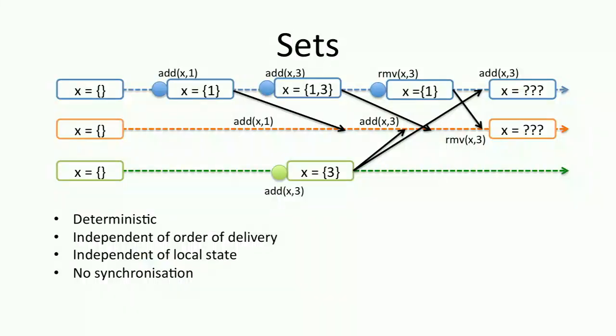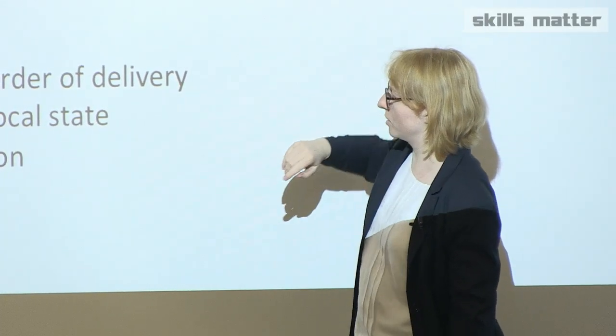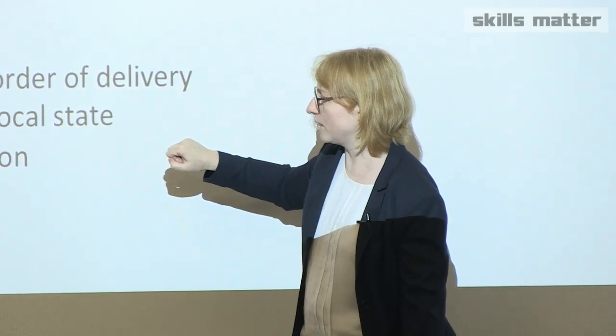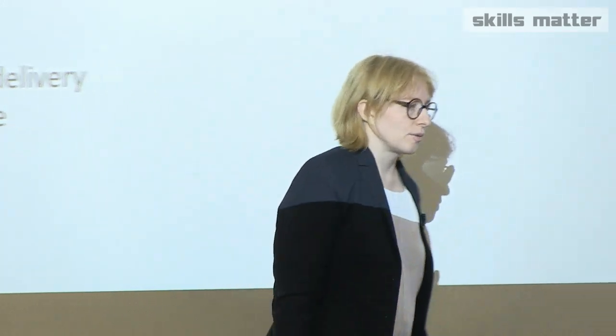Yeah. So what I need to come up with now, if I want to design a data type that works with automatic convergence semantics, I actually need to go back to my list of requirements. So I want this conflict resolution to be deterministic, for sure. I want it to be independent of the order of delivery, so both these situations should yield the same result. It should be also independent of the local state, and it should not require additional extra synchronization.